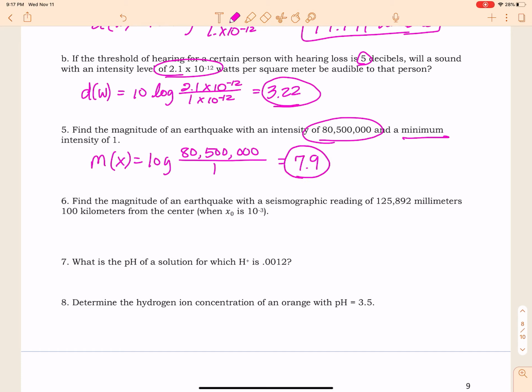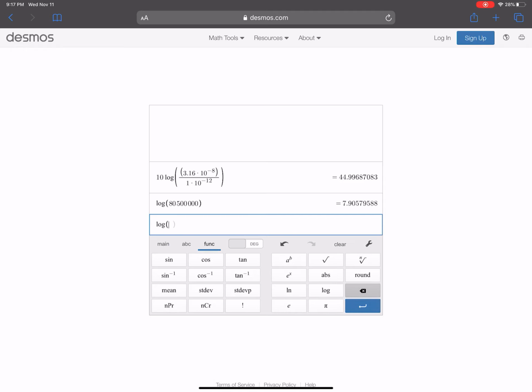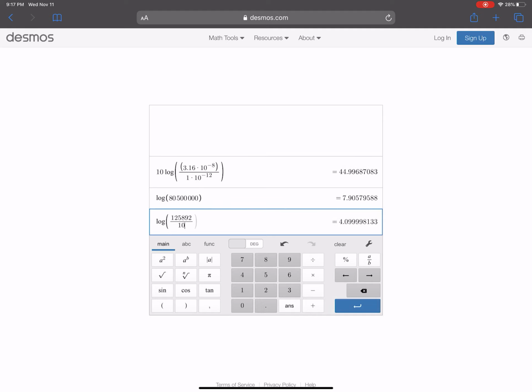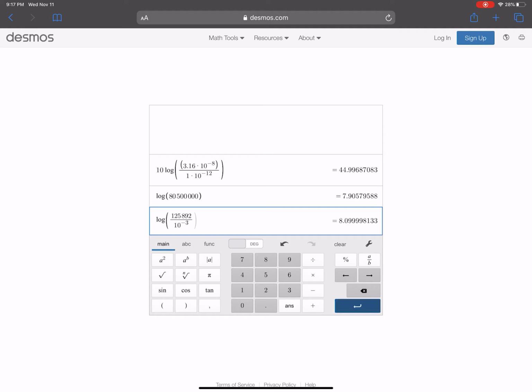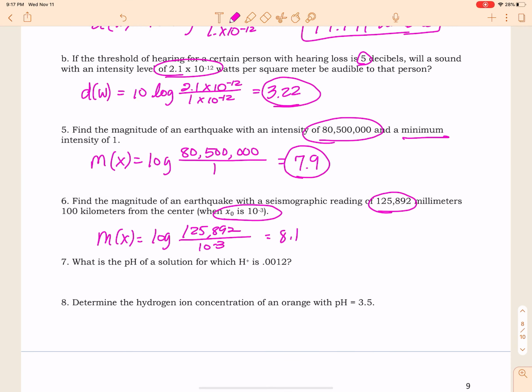Done and done. Okay, next, find the magnitude of an earthquake with a seismographic reading of that many millimeters, 100 kilometers from the center when x naught is 10 to the negative 3. So I'm telling you what that denominator would be. So I'm just going to find this like this. Easy peasy, lemon squeezy. So I go to function, I choose log, I choose this massive number again, divided by 10 to the negative 3. Awesome. Okay, see how easy this is? So 8.1, I think that's what that said.